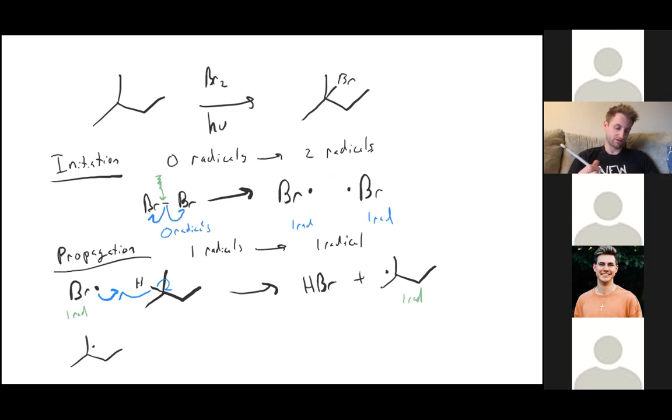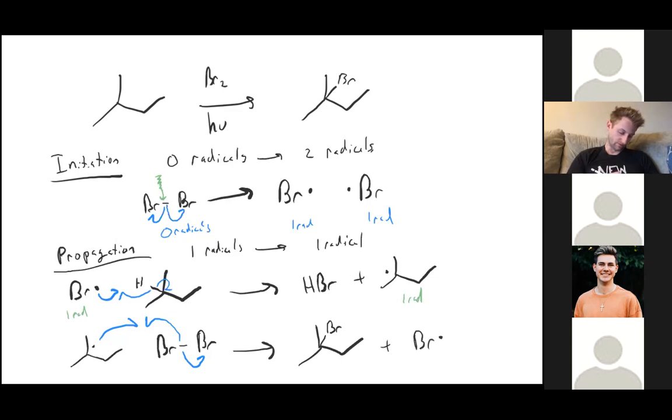our carbon radical can interact with another equivalent of our Br2. We will pull an electron from our carbon radical, 1 electron from this Br2 bond. The other electron will end up on this Br. We're going to get 1 equivalent of our product plus a Br radical.